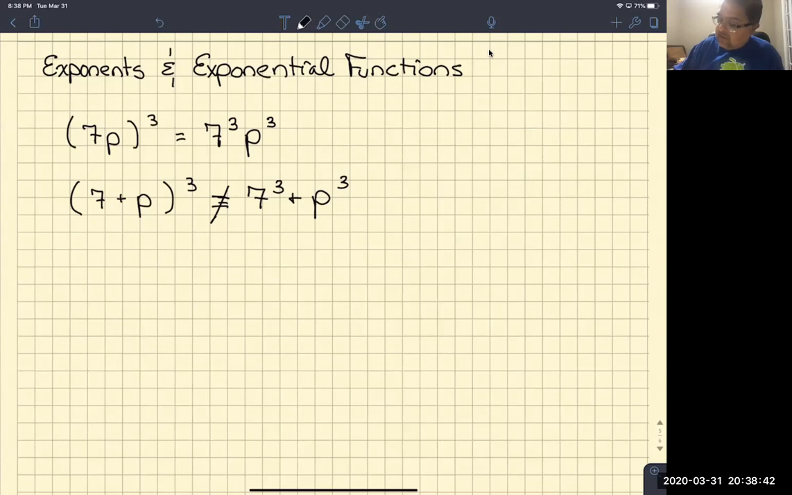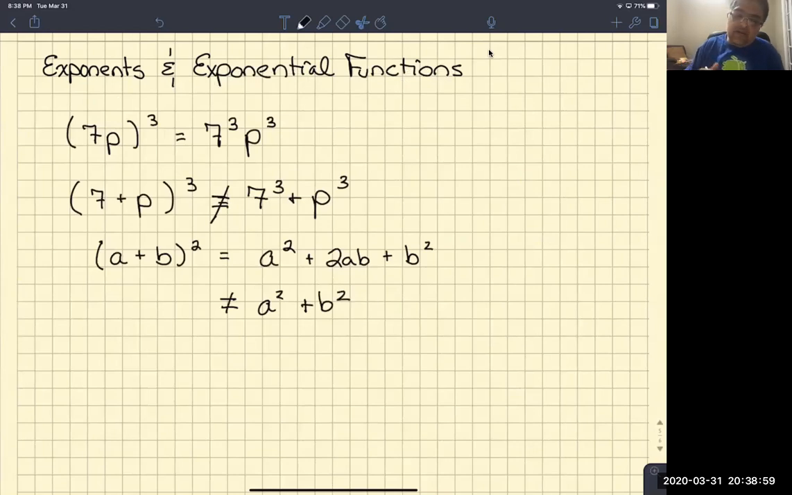And this makes sense because remember, when you square a binomial, you get a squared plus 2ab plus b squared. You do not get just a squared plus b squared. So this is another way of remembering that you can only distribute the exponent when the bases are being multiplied, not when the bases are being added.